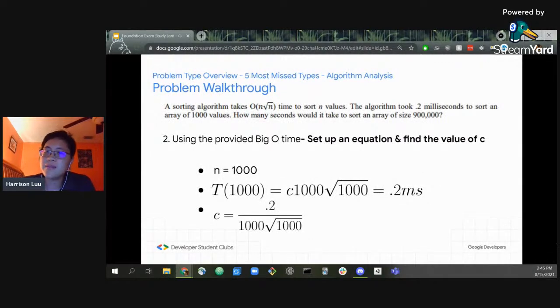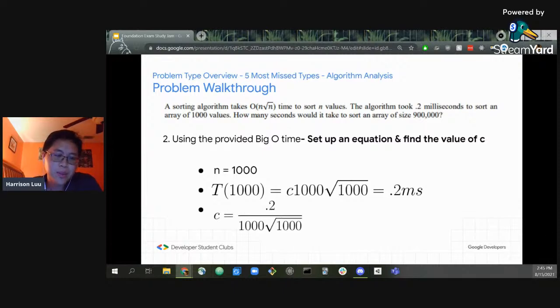So you have 1000 values, which is given in the question, and you equate that to n. Once you substitute that into the equation you've written out in step 1, you get that second bullet point equation right there. T of 1000 equals c times 1000 times the square root of 1000. And once you solve all of that, you get 0.2 milliseconds.